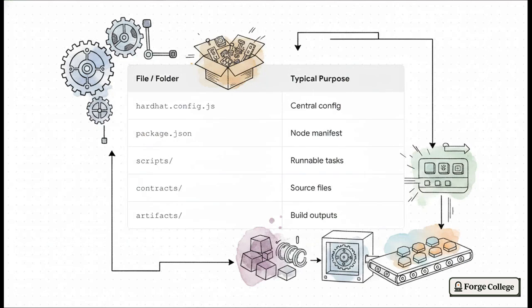Let's break it down. Think of your hardhat.config.js file as the main operating manual. Then there's package.json. That's your exact parts list. Your scripts folder is basically your control panel, where all your executable tasks live. Then you've got the contracts folder, which holds your raw materials, so your actual smart contract source code. And finally, the artifacts folder. That's the output tray where your freshly compiled smart contracts end up, totally ready to be deployed.